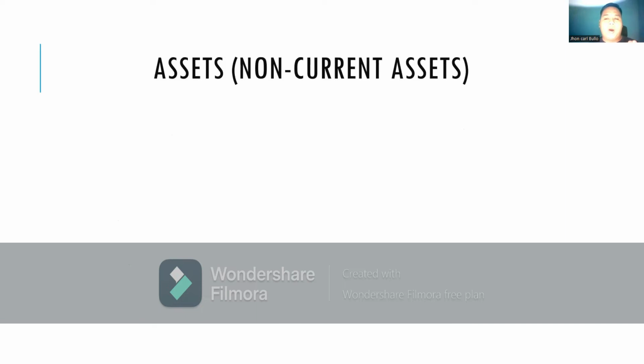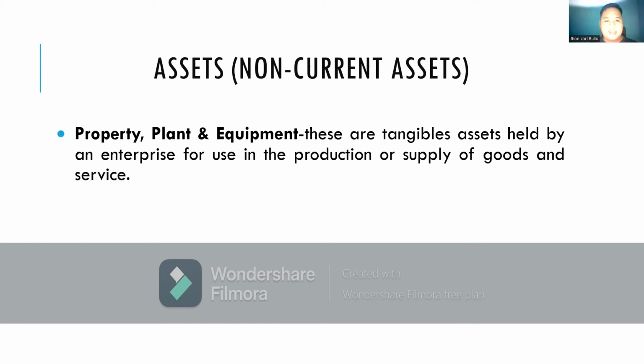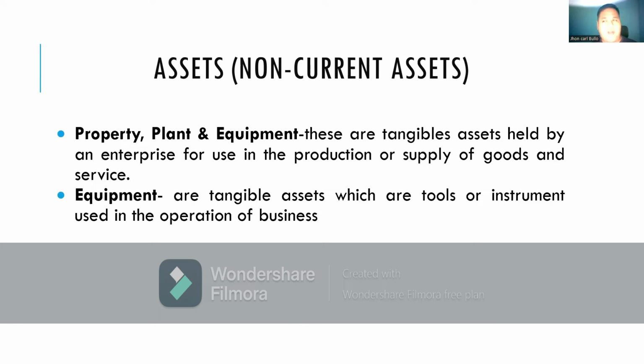Now, let us go on with the non-current assets. This is normally part of the assets that will help in the current course of business. We have the PPE, the so-called property, plant, and equipment. These are tangible assets held by an enterprise for use in the production or supply of goods and services. We also have equipment, which is tangible, meaning the things that we can touch. These are tangible assets, tools or instruments used in the operations of a business.